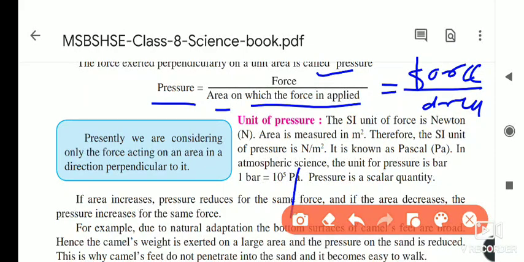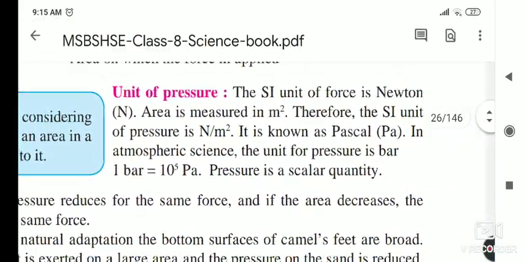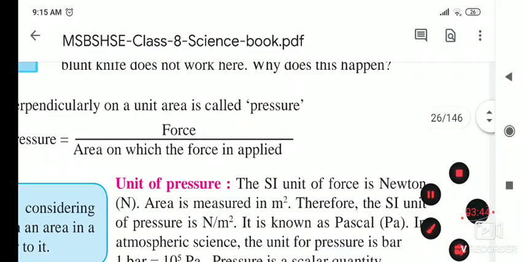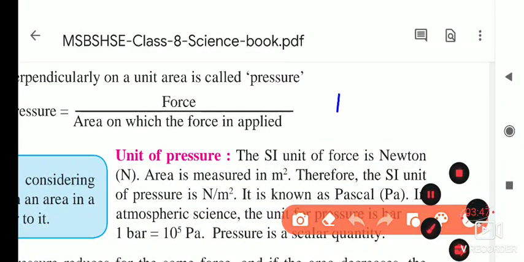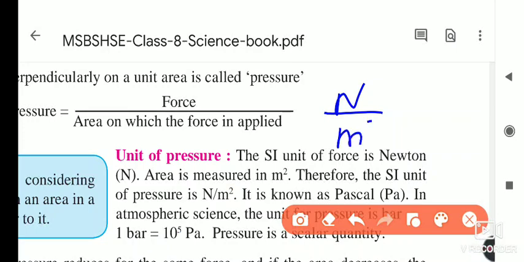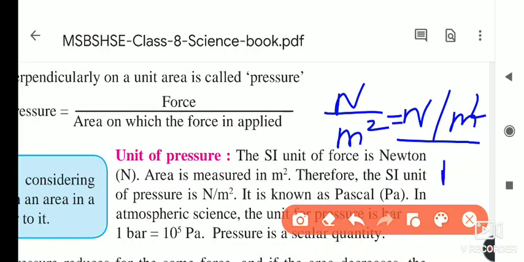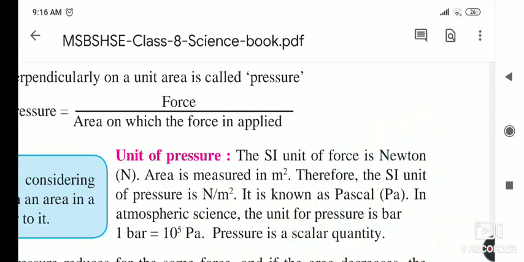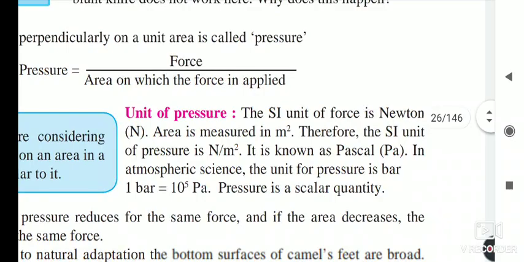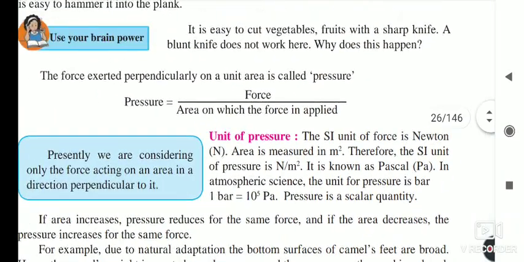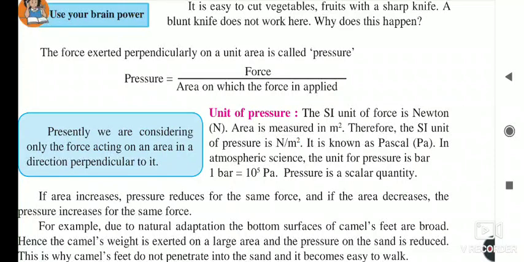And the third question is: what is the unit of pressure? The unit of pressure is given here only, below this formula. Force is measured in Newton, and area we are using in meter square. So Newton per meter square is the unit of pressure in the SI system. It is also called a Pascal, which you have to write for this question. So this is the unit you have to write.